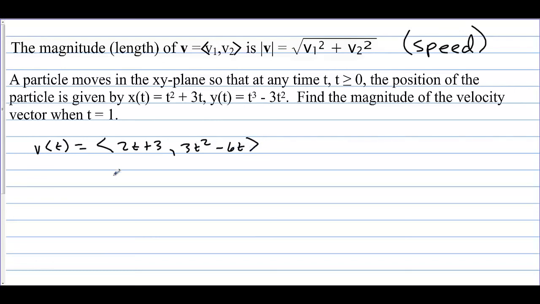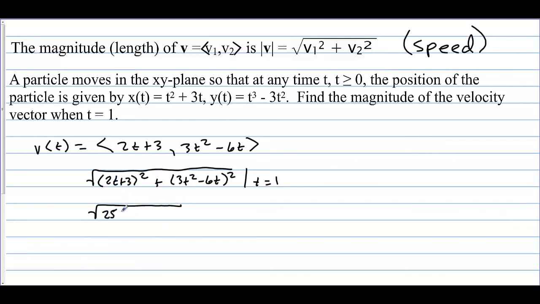Now we want the magnitude of this vector, which is the square root of (2t plus 3) squared plus (3t squared minus 6t) squared. And we are evaluating this when t is equal to 1. We have the square root of, when we plug 1 in here, we get 5. 5 squared is 25. Plus, we get 3 minus 6 is negative 3. Negative 3 squared is 9. So we get the square root of 34.